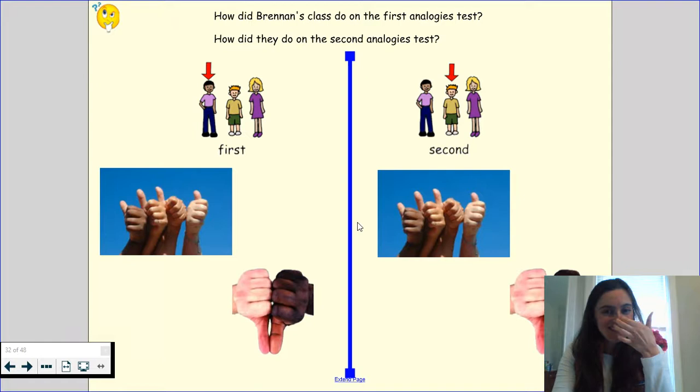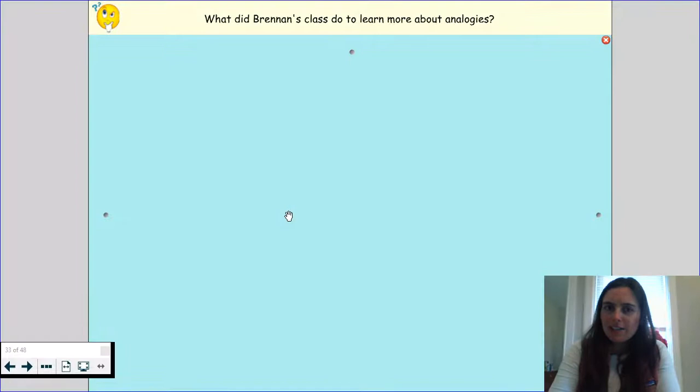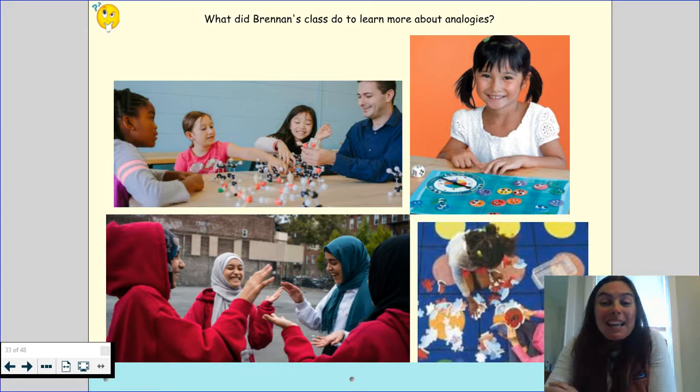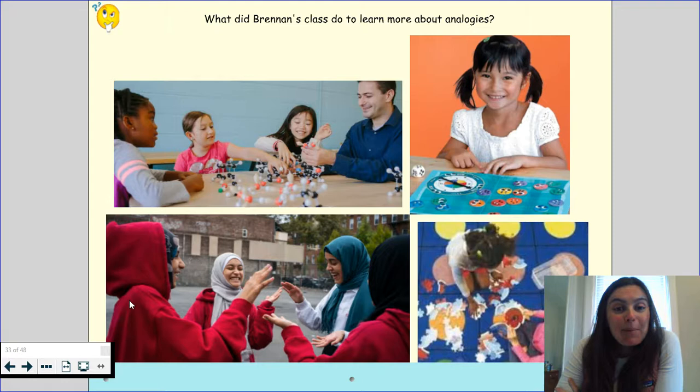What did Brennan's class do to learn more about analogies? How did Mrs. Maloney help them? Did she stand in front of the classroom and just talk to them and read them a story? Or did they play a game? They played games. Playing games sometimes really helps us learn. So the analogy game helped Brennan and his class learn more about analogies.